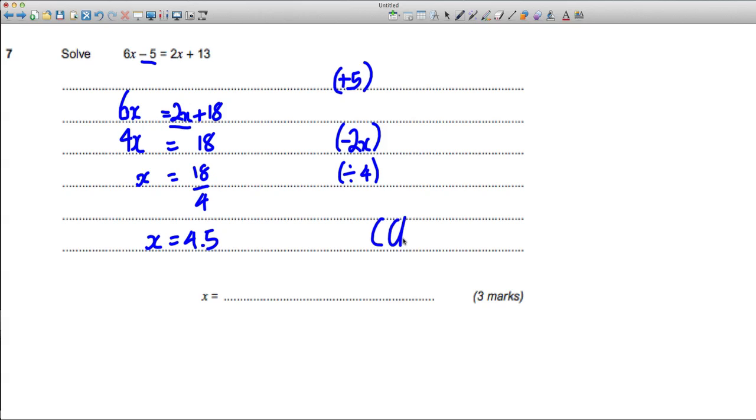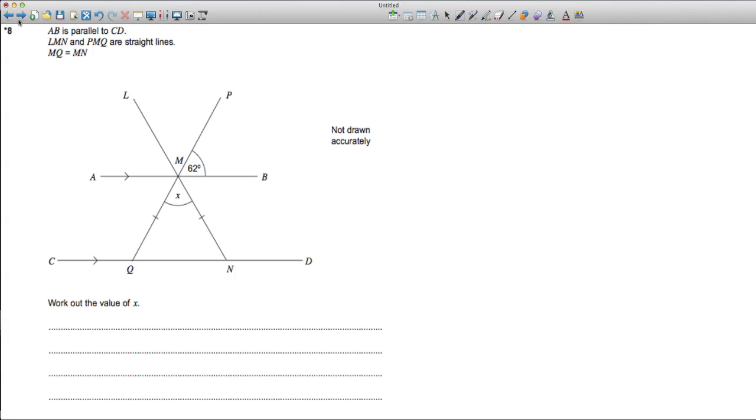And before we would move on in our paper, we would check whether this is right. 6 times 4.5. Well, 6 times 4 is 24. 6 times a half is 3. This would be 27. 27 take away 5 is 22. And on the other side, 4.5 times 2 is 9. 9 plus 13 is indeed 22. I know I've got it right. I write down my answer. I circle it on the page just to tell myself I know not to check that later. I got that right. Question 8.